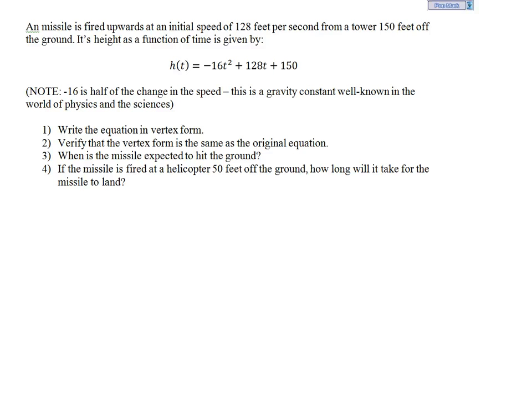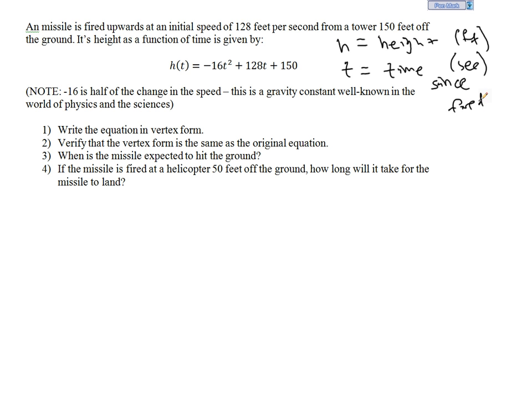In this video, we're going to talk about how the vertex form allows us to solve for x values given the y values. So in this case, our y value is what we're calling the height of an object, and t is the time passed in seconds. A missile is fired upwards at an initial speed of 128 feet per second from a tower 100 feet off the ground. Its height as a function of time is given by h of t equals, so h is the height of a missile in feet, dependent on the time in seconds since it was fired.